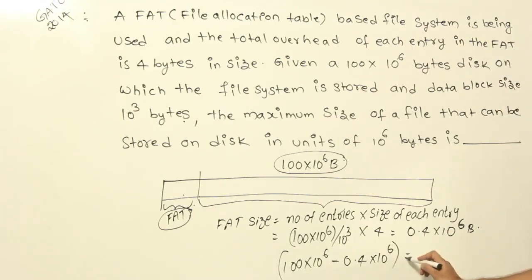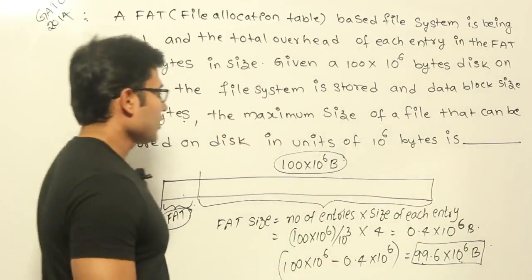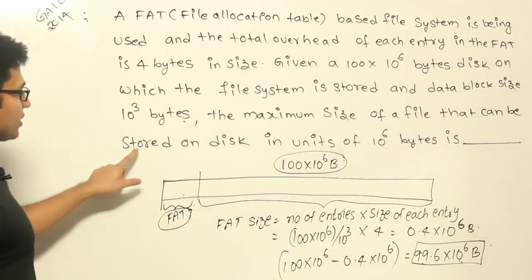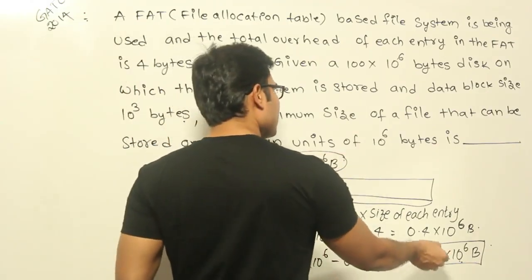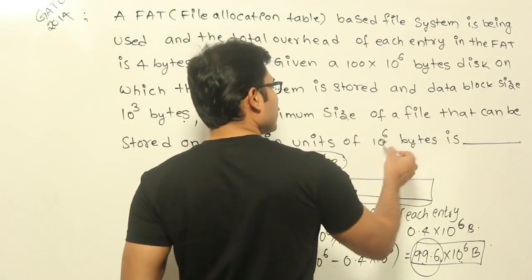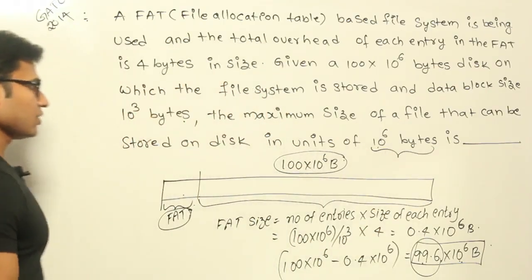So this is going to be 99.6 into 10 power 6 bytes. This is the total size that the files can occupy. That is the answer. They are asking in terms of 10 power 6 bytes, therefore the answer is going to be 99.6, because they have already given the unit as 10 power 6 bytes. So the answer is 99.6. Okay.